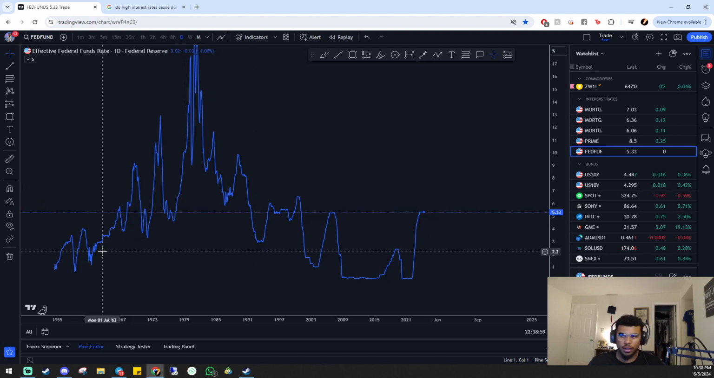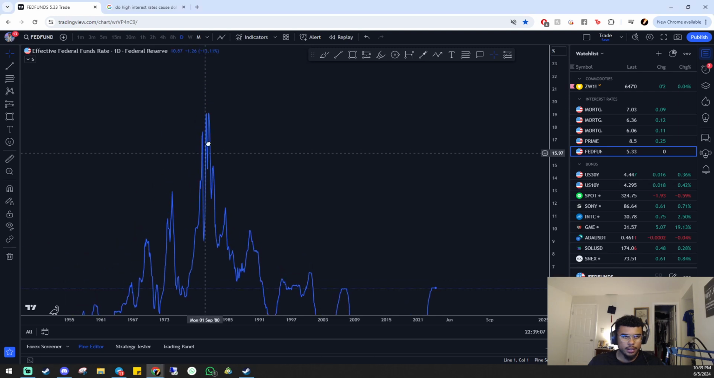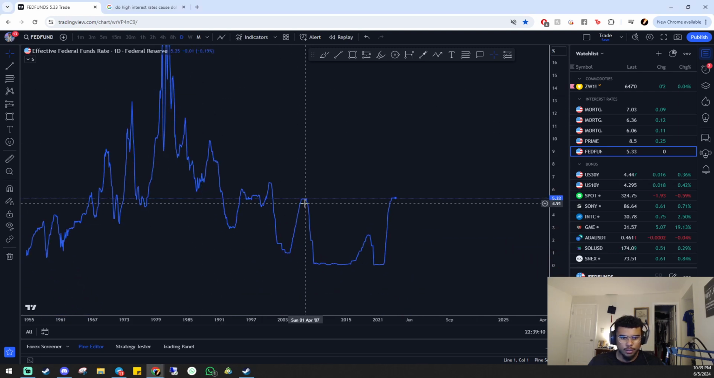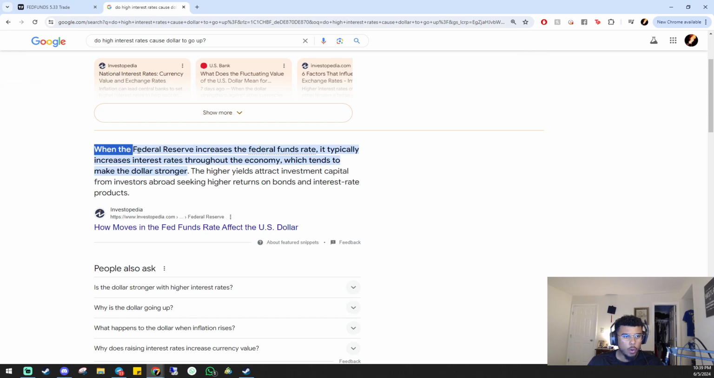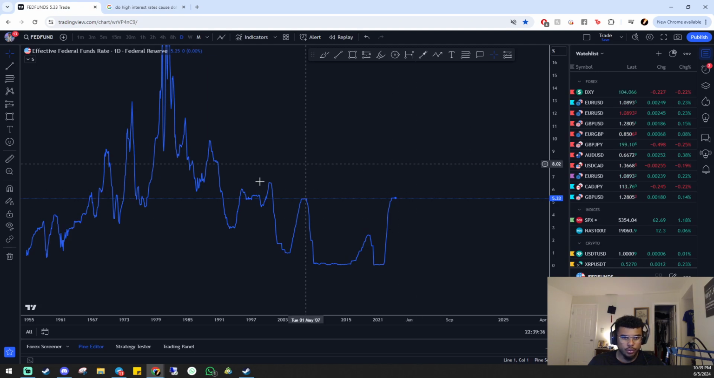And that's a very common recurring theme, as you can see here. When they increase the interest rates, they lower them down, and as you can see, this is the big crisis here, 2008, if you're curious. They lowered it significantly to stimulate the economy again, and relatively kept them low. Now, why am I telling you guys this? Well, let me show you this. When the Federal Reserve increases the federal funds rate, it typically increases interest rates and tends to make the dollar stronger. See how they all tie together? So interest rates tie together.